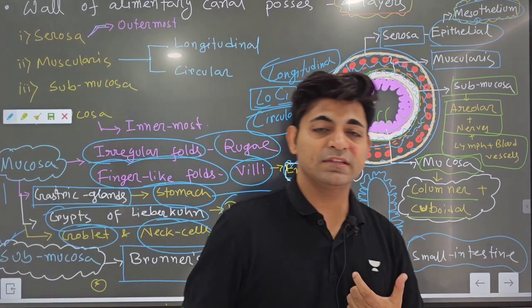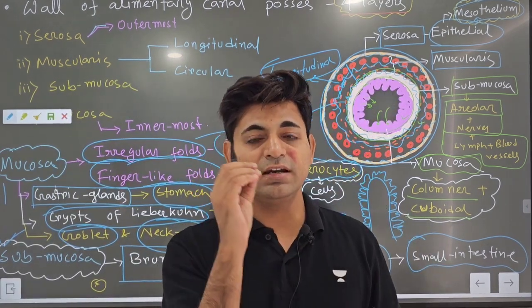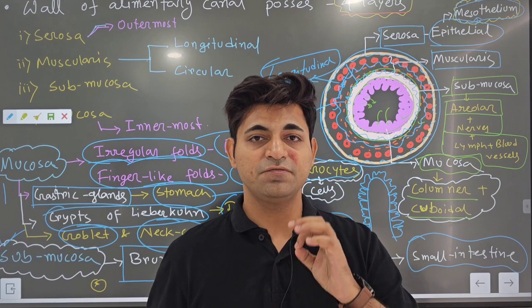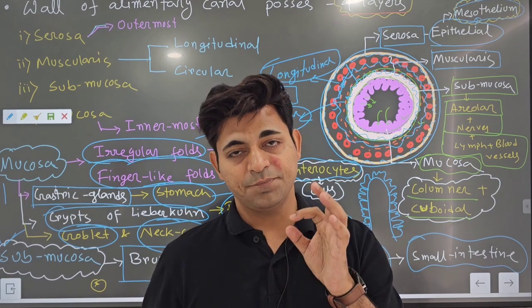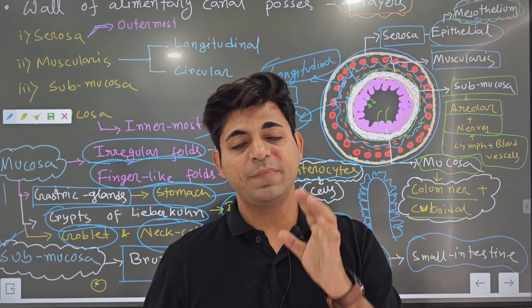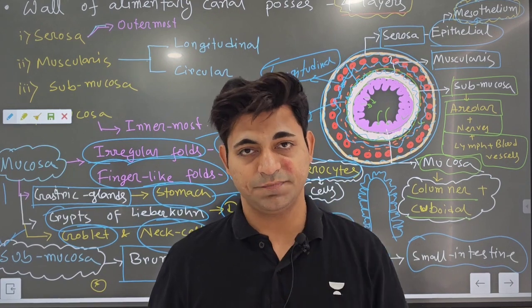Again, in the mucosal layer of the ileum, remember this, there are some patches of lymph glands present. They are called Peyer's patches.